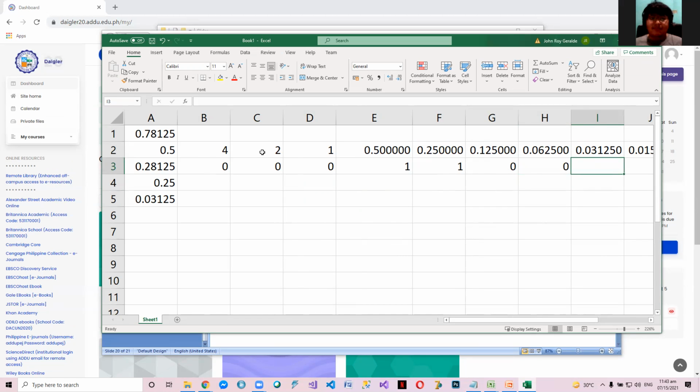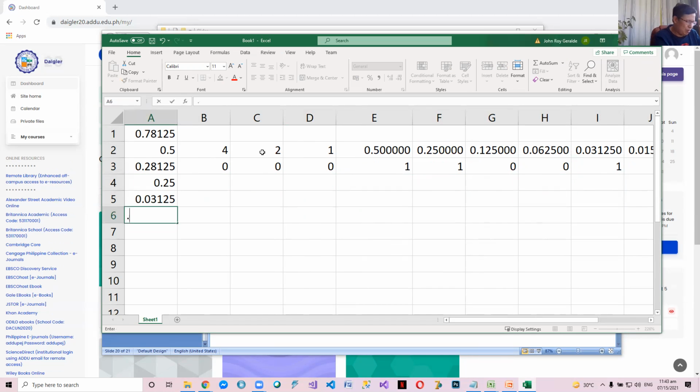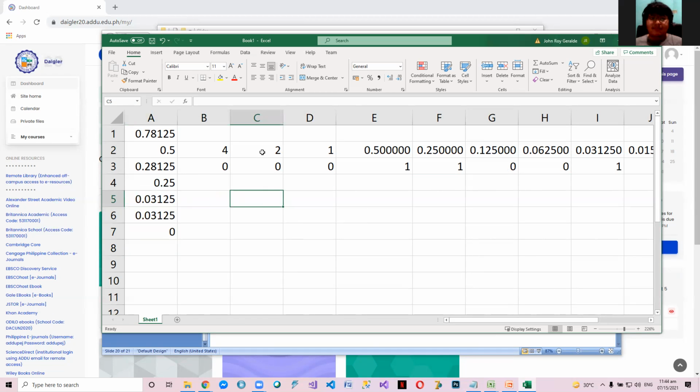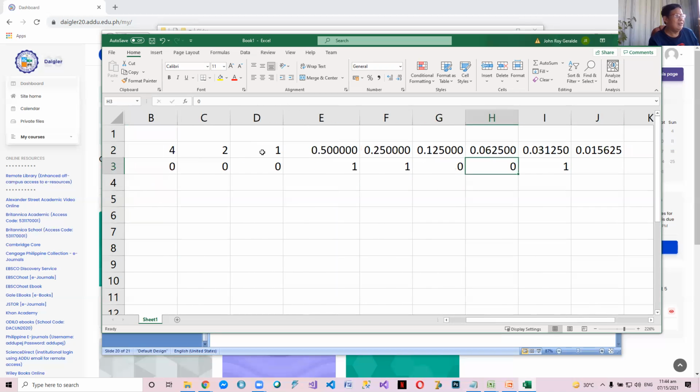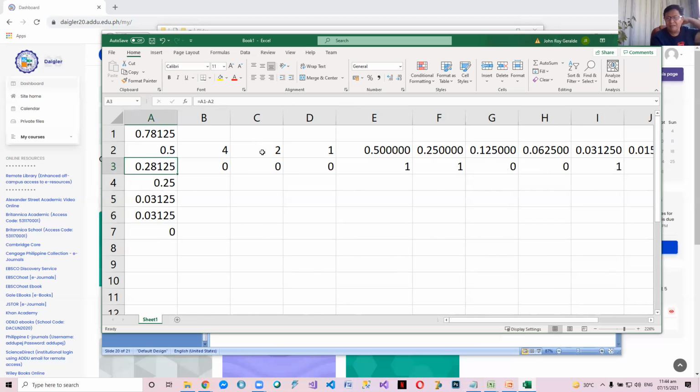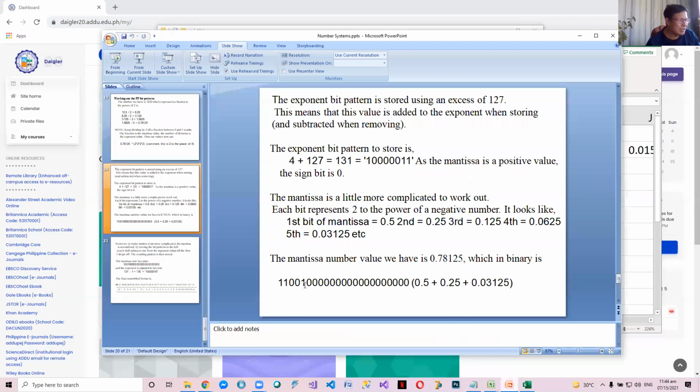Can we subtract this? Yes. Okay. Pwede. So, pwede mag-subtract na tayo ngayon ng 0.03125. Okay, we minus. What's the result? Zero. So we stop because we now have a zero. So 0.78125 is 11001. Okay? So, ganun lang, di ba? So kaya siya 11001.